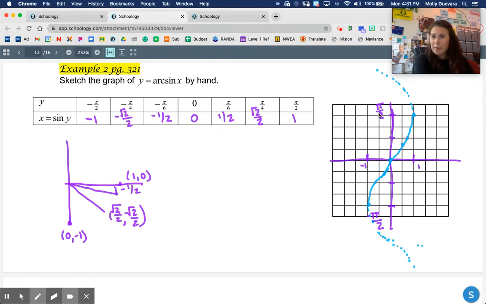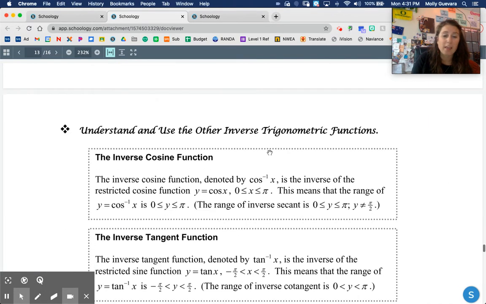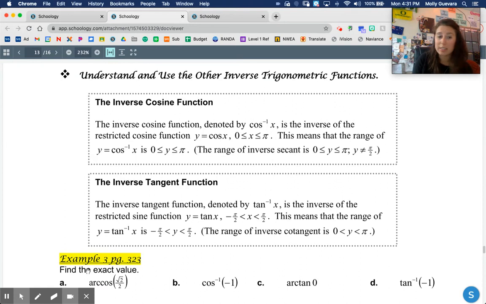So hopefully that makes sense. Again, the graph is a little weird, but hopefully at least solving them makes a lot of sense. So what we're going to do now is look at the inverse of cosine and the inverse of tangent, which are very, very similar ideas, right? I give you the coordinate and you tell me the angle, okay?